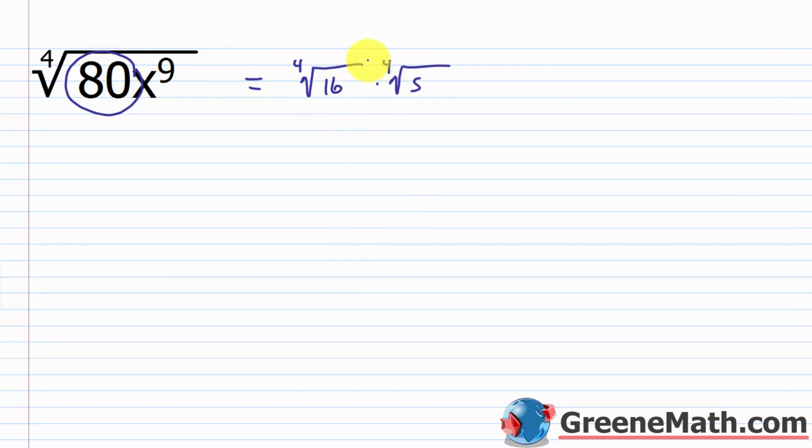Okay? This part right here would simplify to 2. Right? 2 to the 4th power is 16. So the 4th root of 16 is 2. Right? 16 is a perfect 4th. Then for x to the 9th power, again, we got to think about this.